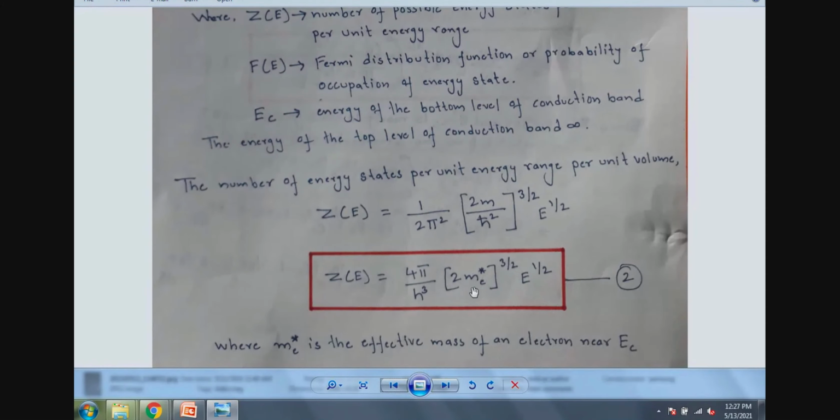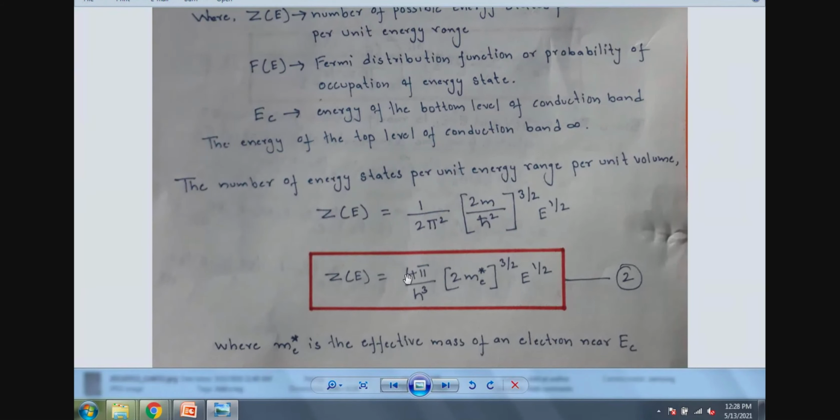Here m e is nothing but the effective mass of the electron near the bottom level of the conduction band. The effective mass of holes will also come later, as we have a separate concept of effective mass. You are just rearranging, putting 2 m e instead of this, so you got the second equation.